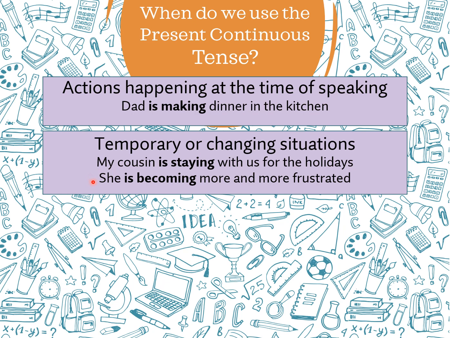The second one, she is becoming more and more frustrated. She was once frustrated. Now the situation is changing. She is becoming more frustrated and more frustrated. So the situation is changing from one stage to another stage to another stage. So that is when we use present continuous tense.